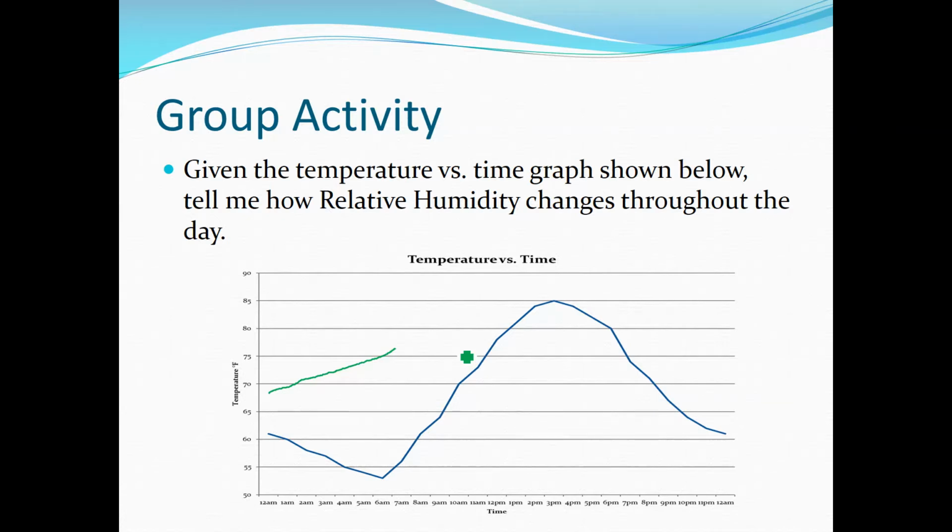On the other hand, after 6 a.m. on this graph, air temperature begins to rise. In this case, relative humidity will begin to decrease. And it'll continue decreasing as long as the temperature rises, until the hottest time of the day. At the hottest time of the day, relative humidity will be at its lowest. And then as air temperature begins to cool again, relative humidity will go back up until midnight.